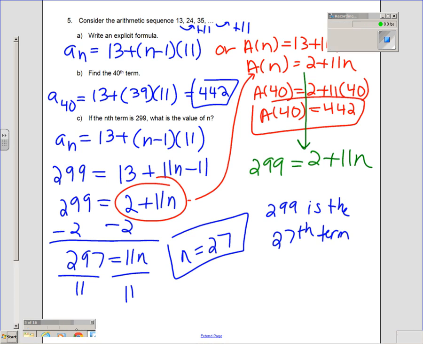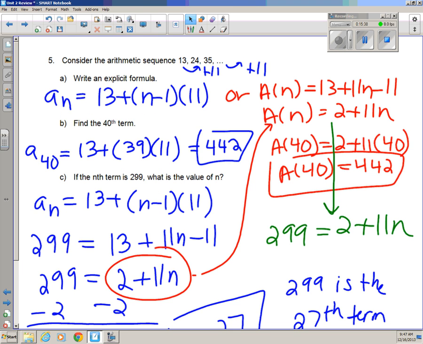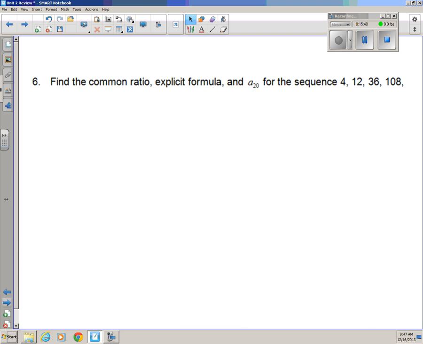Okay, and then we move on and we say, find the common ratio, explicit formula, and a of 20 for this particular sequence: 4, 12, 36, 108. You can probably see right off the bat it's not arithmetic. So how do you get from one term to the next? Hopefully you realize that you're multiplying by 3. So what happens here is your common ratio is 3.